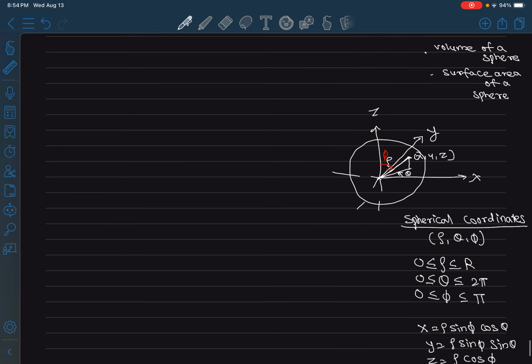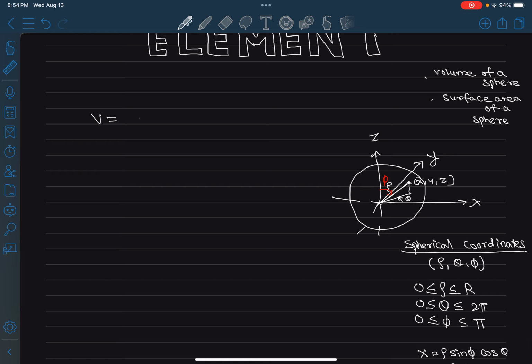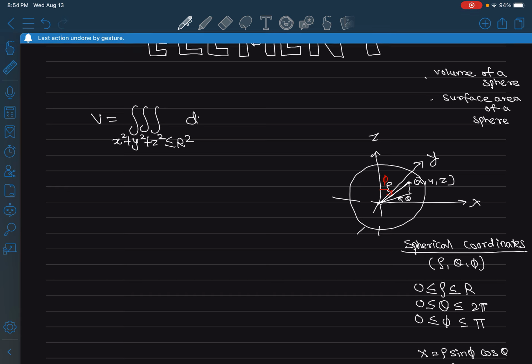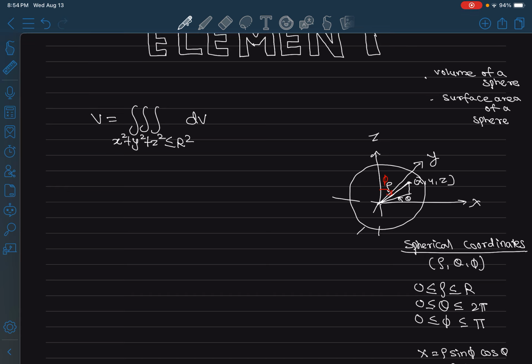Now that you know about the spherical coordinate system, we'll talk about how to find the volume. The volume of this sphere will be a triple integral, and the domain of integration will be inside this sphere, that is, all the points that satisfy x squared plus y squared plus z squared less than or equal to R squared, where R is the radius of the sphere. Inside that, we just have to integrate dV, which is just dx dy dz, to get the volume.